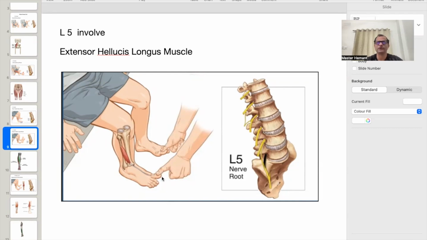If the lumbar 5 nerve root is compressed or having some problem, you will not be able to perform the movement of the great toe. It's a very simple test. We are telling the patient move your great toe upward. We are pushing the great toe downward.